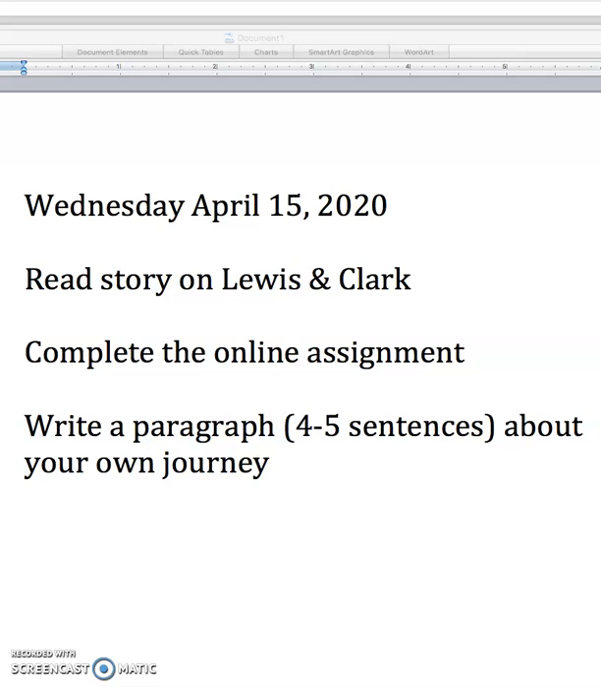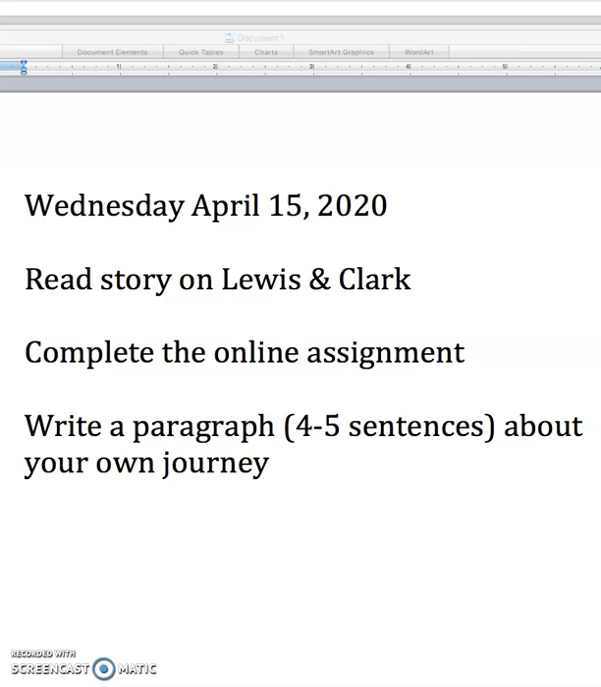Tonight we are going to read a story about two individuals named Lewis and Clark. They went on a journey, so that's going to be the theme tonight. A journey is some type of long trip. It can be a physical journey, which is what Lewis and Clark did, but people can also go on some type of spiritual journey. So it's some type of trip that you take.